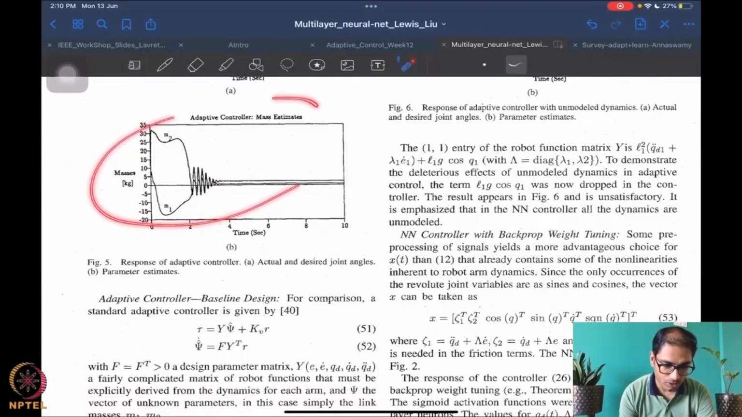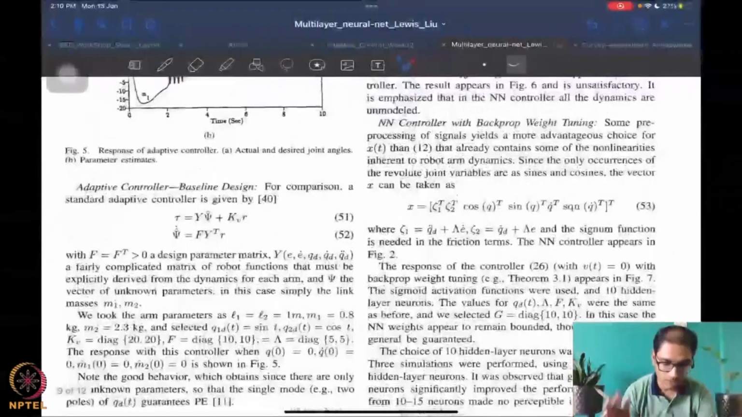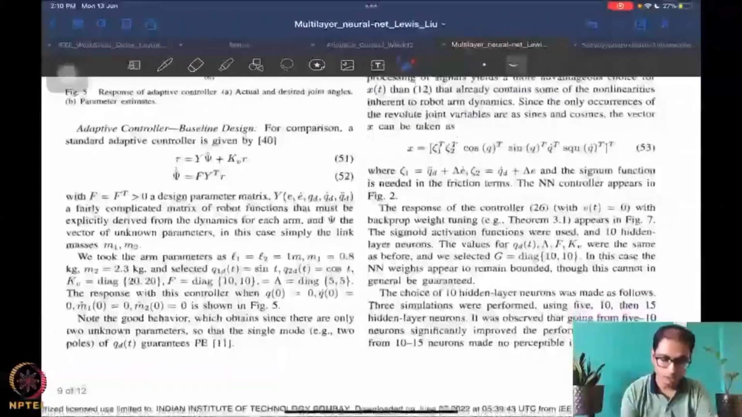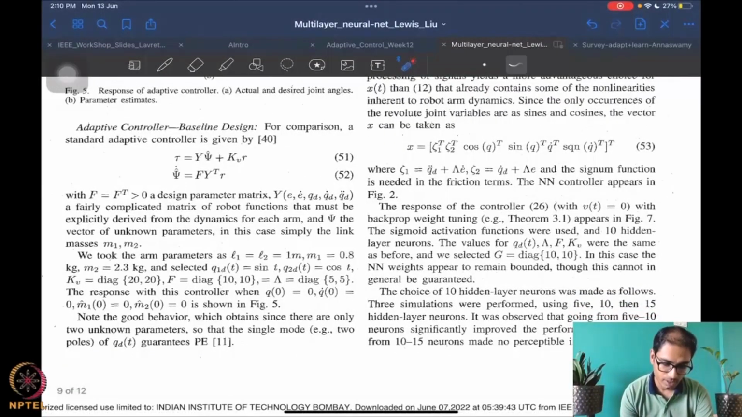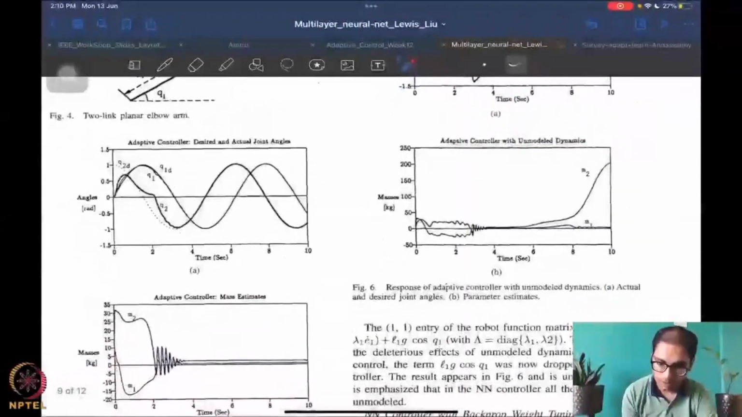And then you also have mass estimates. The estimates of course don't converge, you see. They don't look like they converge to true values. But whatever, this is not what you guarantee in adaptive control anyway. Okay, so note the good behavior which obtains since there are only two unknown parameters. So that means you have nice persistence type results.